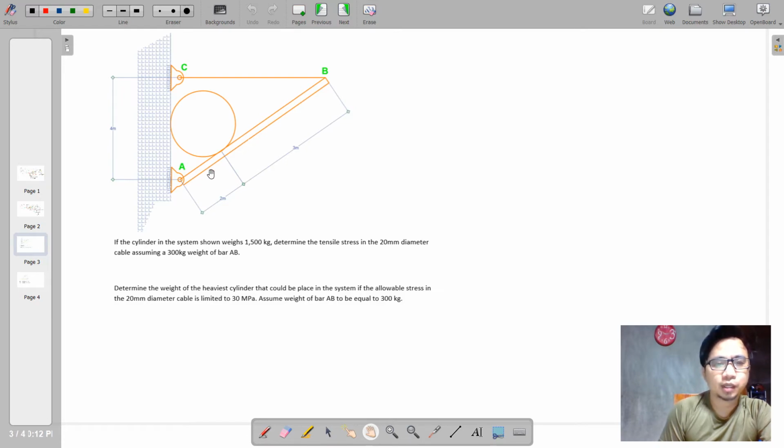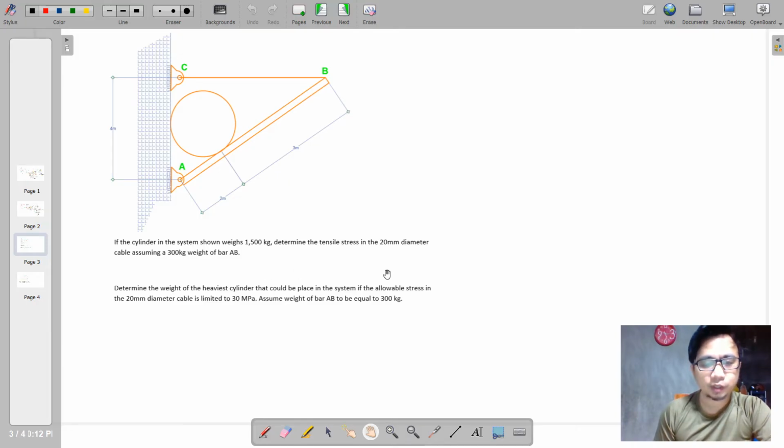Along this bar shall carry a cylinder, placed 2 meters from A, and bar AB is having a total length of 5 meters. So the distance between A and C is 4 meters here. Okay, so if the cylinder in the system shown weighs 1,500 kilograms, determine the tensile stress in the 20 millimeter diameter cable, assuming a 300 kilogram weight of the bar.